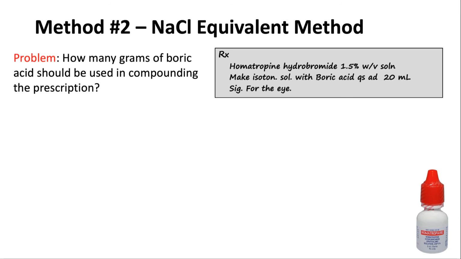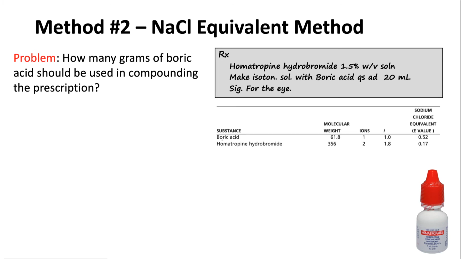All right, let's solve this same problem, figure out how much boric acid we need, but let's base it off the sodium chloride equivalent method. So like the freezing point depression method, the first thing we needed to go to is our reference sources. But now what we need to look up are the E values, the sodium chloride equivalent values for our two ingredients, that being the boric acid and the homatropine.